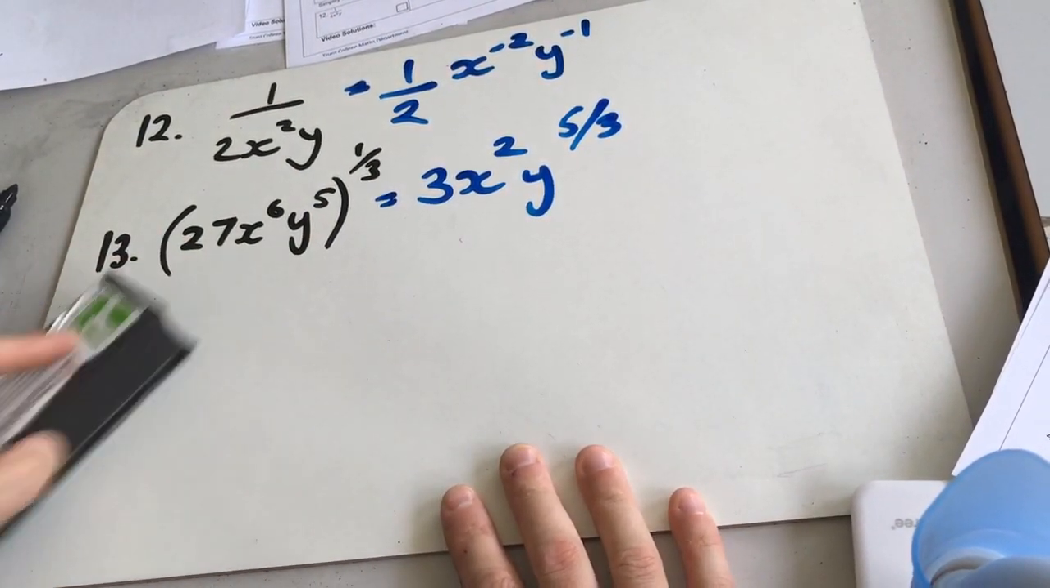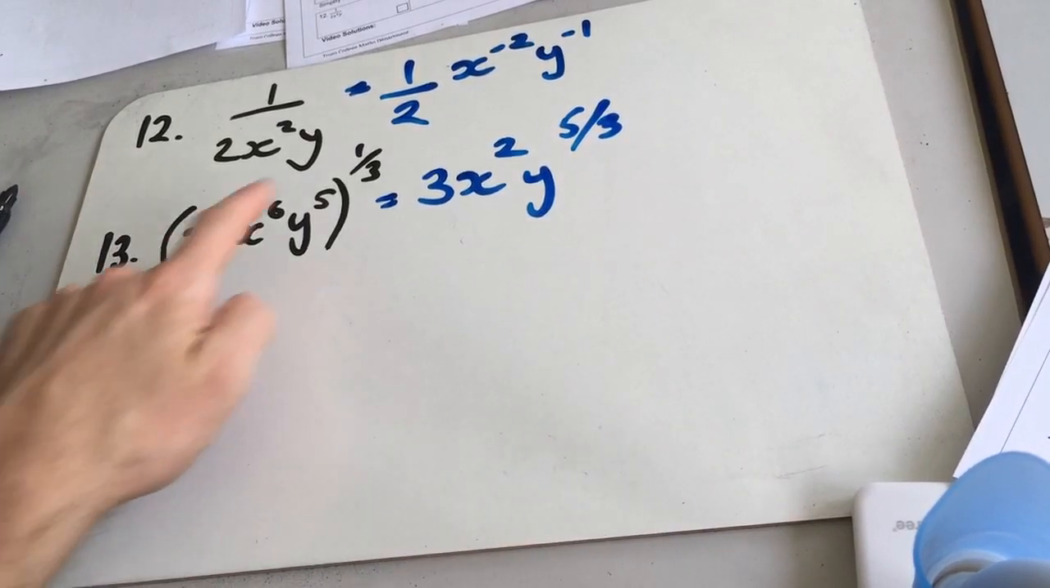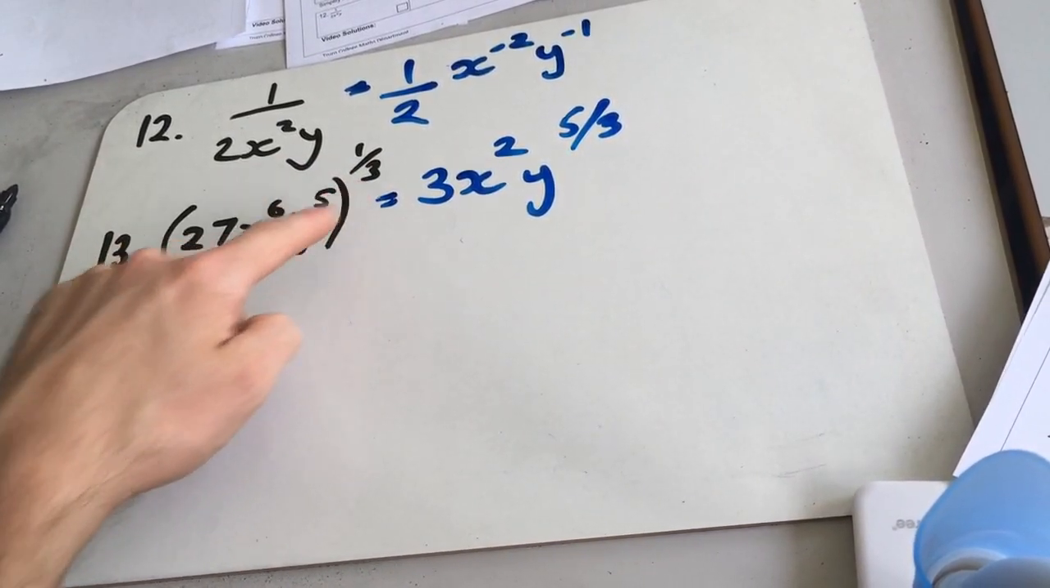Okay, it might be worth going over that one again, but we're just making sure every bit inside the bracket is brought up to that power of a 3rd.